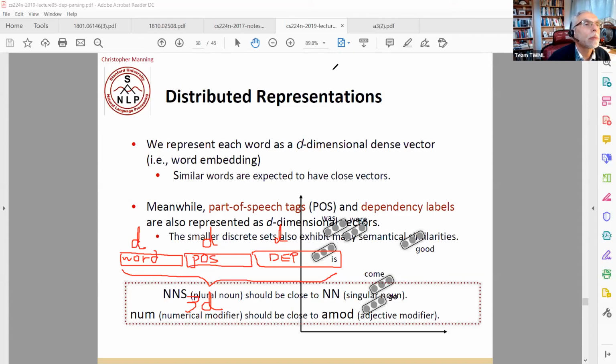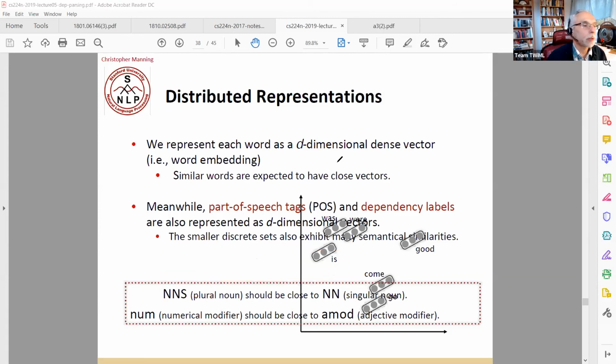Let's see. Clear all drawings. Okay. Get me back my arrow, my mouse. There we go. Okay.